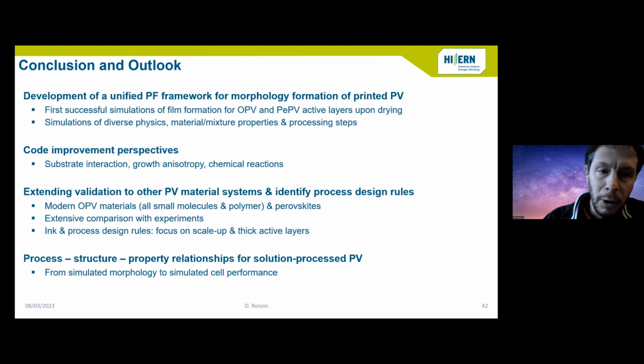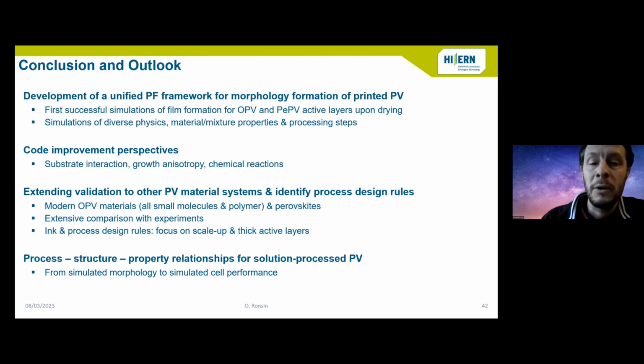But for the moment, we are working a lot on extending the validation of our approach to other PV material systems and to identify process design rules for them. First, we are working on more modern PV materials, namely at the moment PM6:Y6, but also small molecule systems. And we carry on our work on perovskites. Thereby, we perform extensive comparison with experiments to get input data, but also to check that our simulations make sense. And once this is ensured, we try to find design rules for inks and for processing conditions.